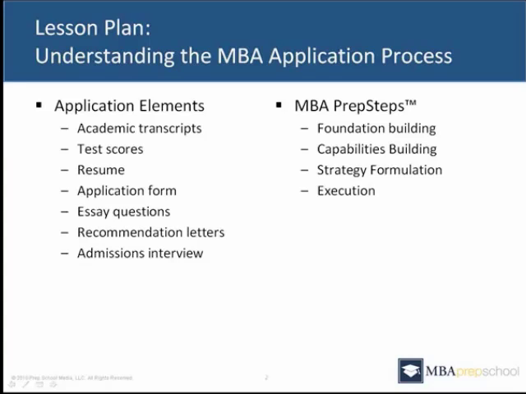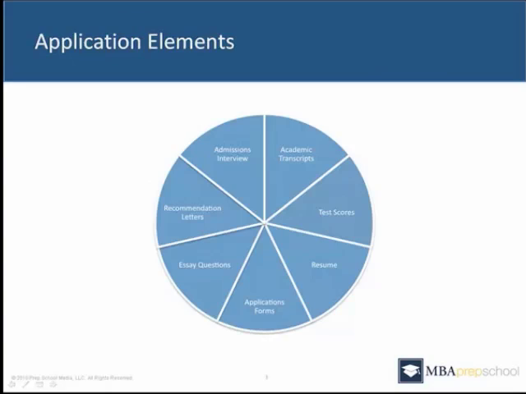Generally speaking, there are 7 components to an MBA application: academic transcripts, test scores, a resume, the application form, essay questions, recommendation letters, and an admissions interview. I'm going to talk about each component and how it fits into your overall application package, starting with your transcripts.